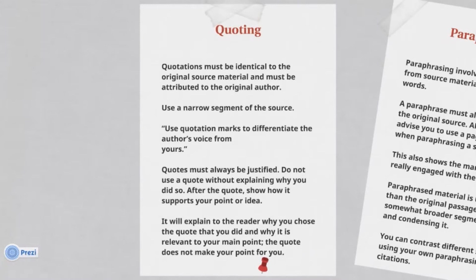Quotations must be identical to the original source material, and they must also be attributed to their original author. You want to use a narrow segment of the source. Keep your quotes short. Use quotation marks to differentiate the author's voice from yours. And your quotes, remember, must always be justified. Don't use a quote without explaining why you did so.